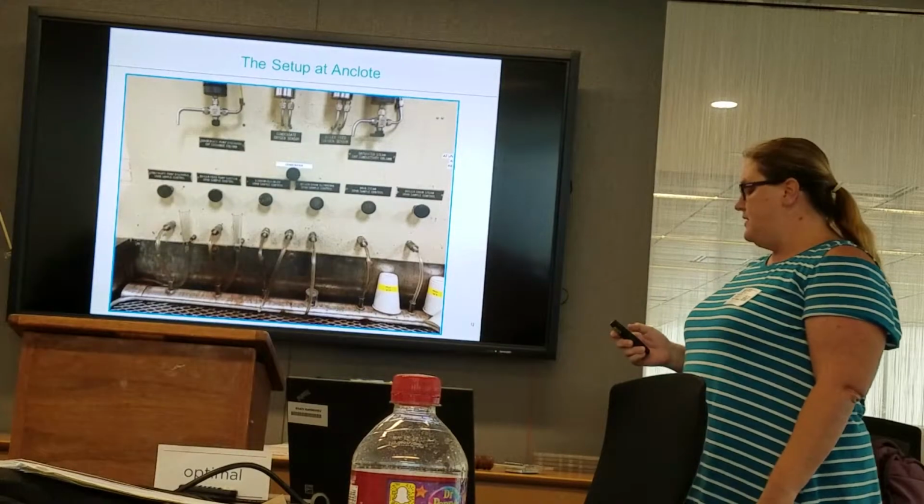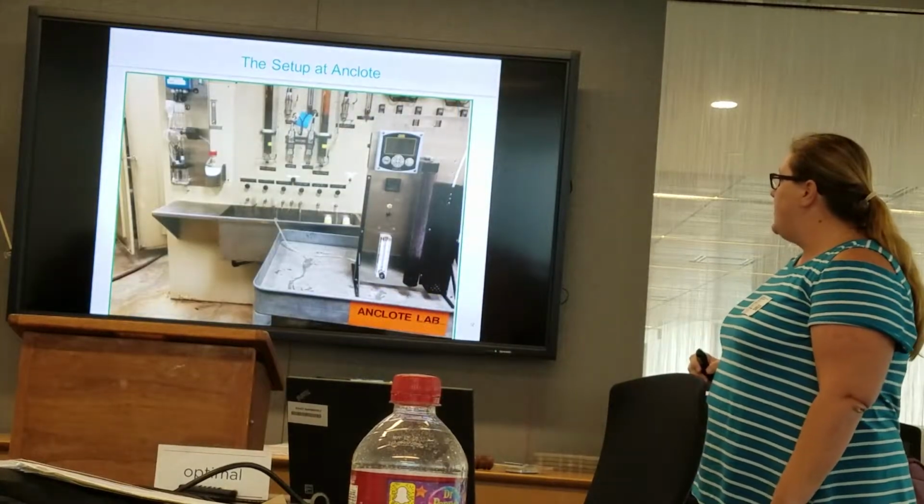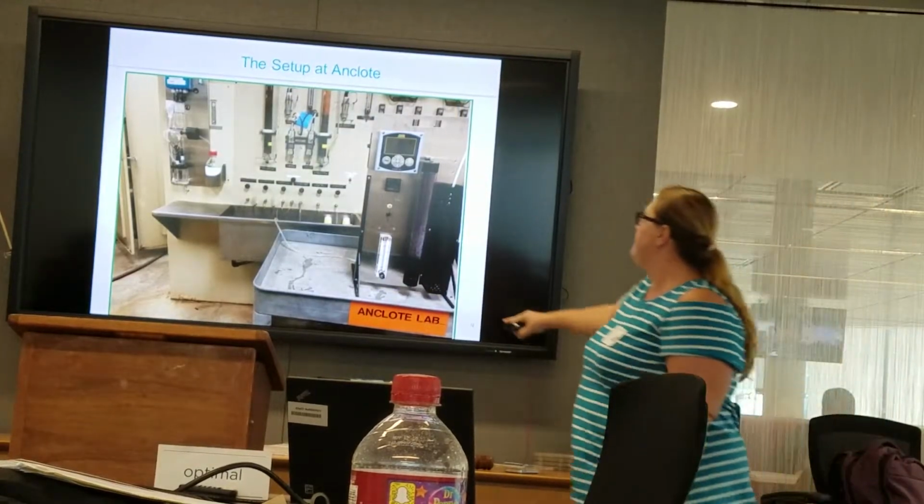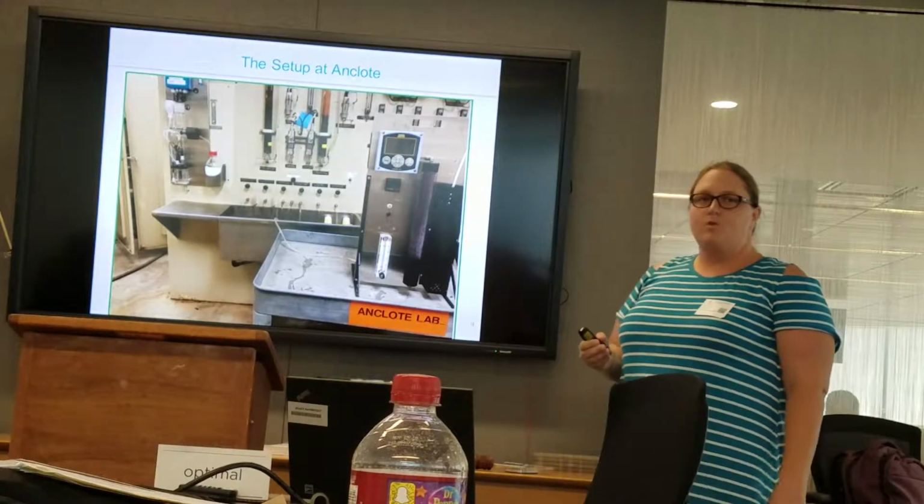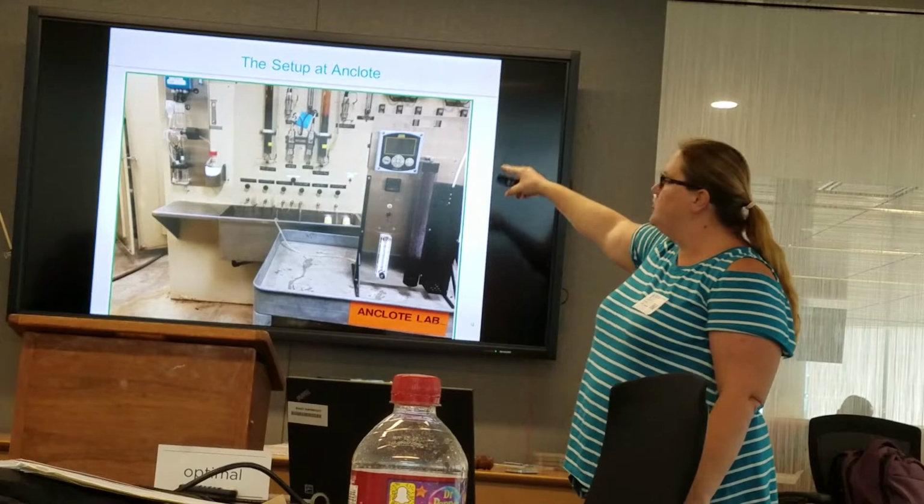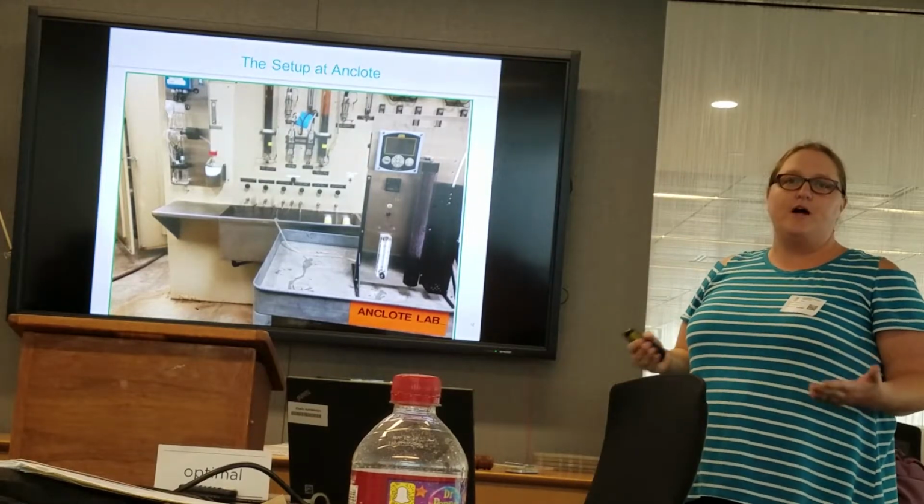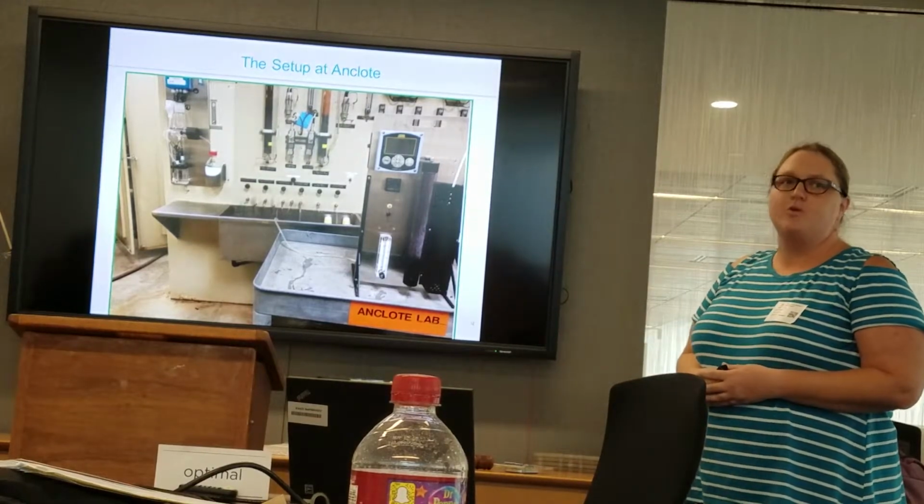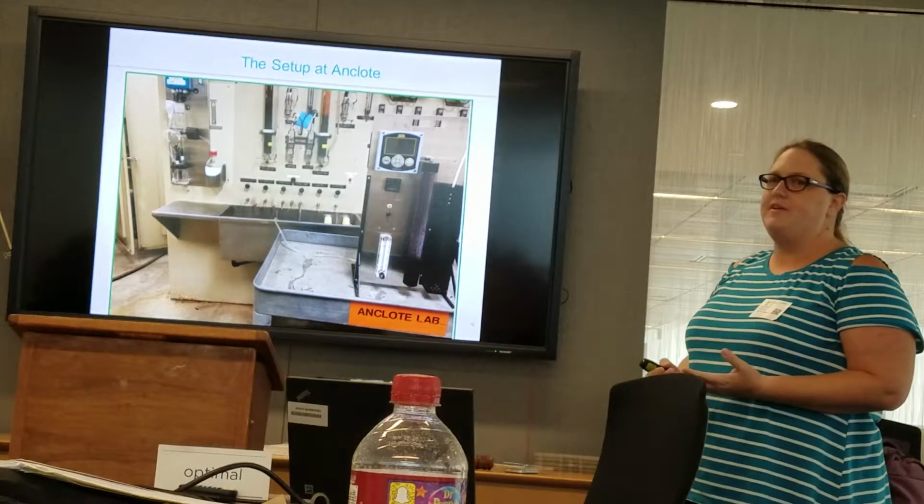Now, the only maintenance that this unit requires is changing out our resin. If it's purple, we know our resin is good. When it starts getting like the orange gold color, depending on how much iron is in your system, that's when you need to change out your resin. You're at the end of life.